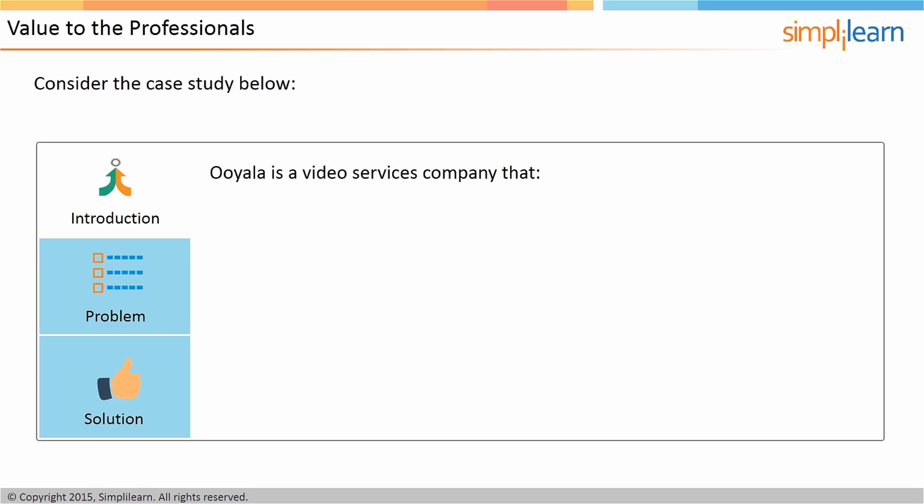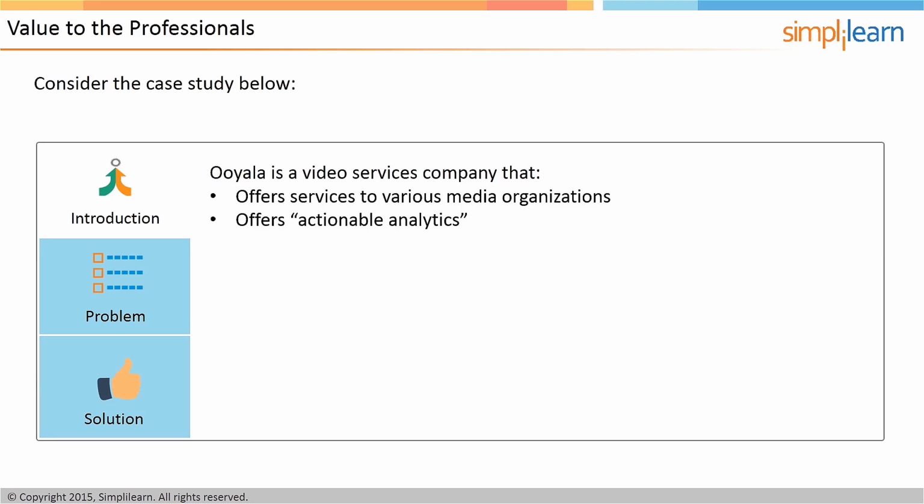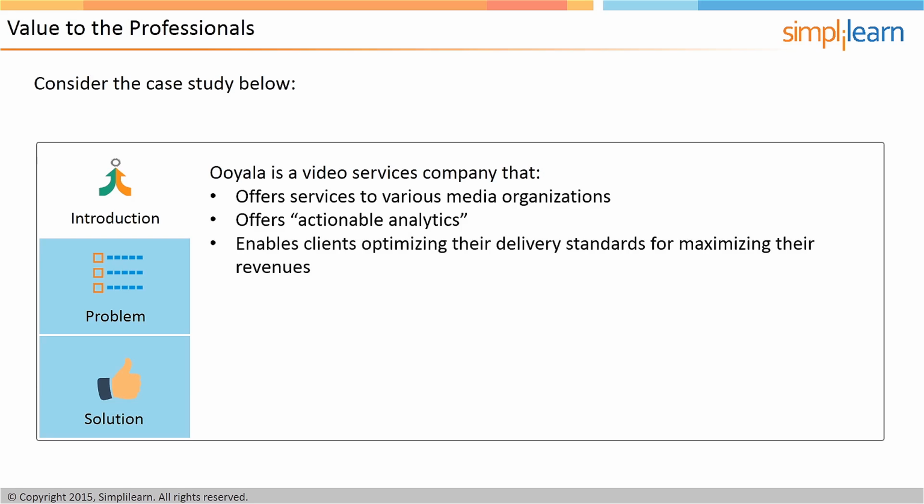Let's understand the value of Apache Spark and Scala to professionals with the help of this case study of Ooyala, which is a video services company based in San Francisco. It offers services to various media organizations including ESPN, Bloomberg, Yahoo Japan, and Telegraph Media Group. It offers actionable analytics that allow them to analyze in great detail the manner in which their video content is being consumed. It also enables them to optimize their delivery standards for maximizing their revenues.